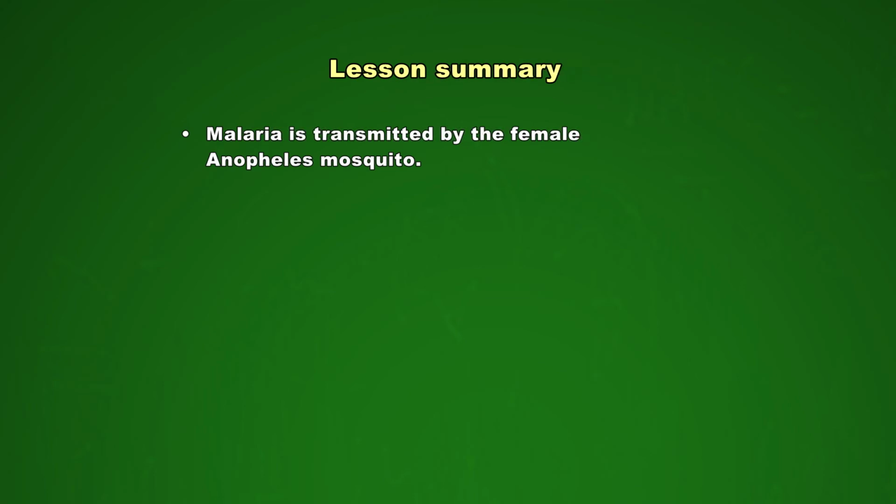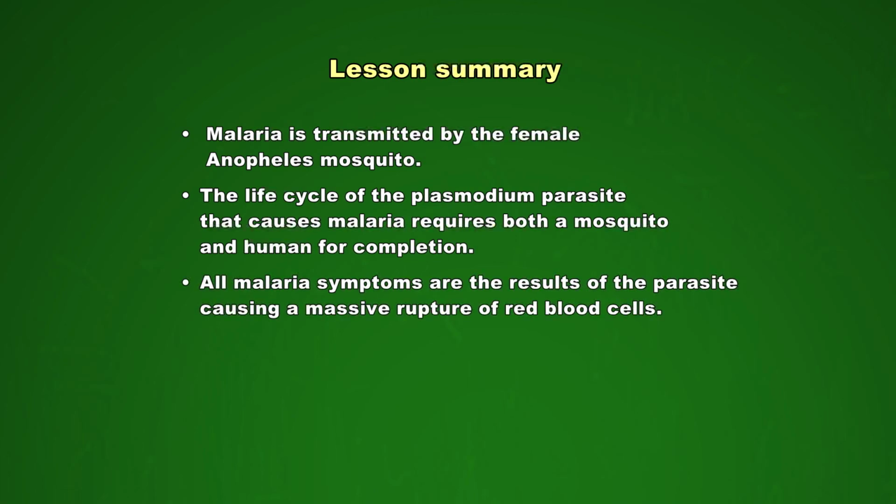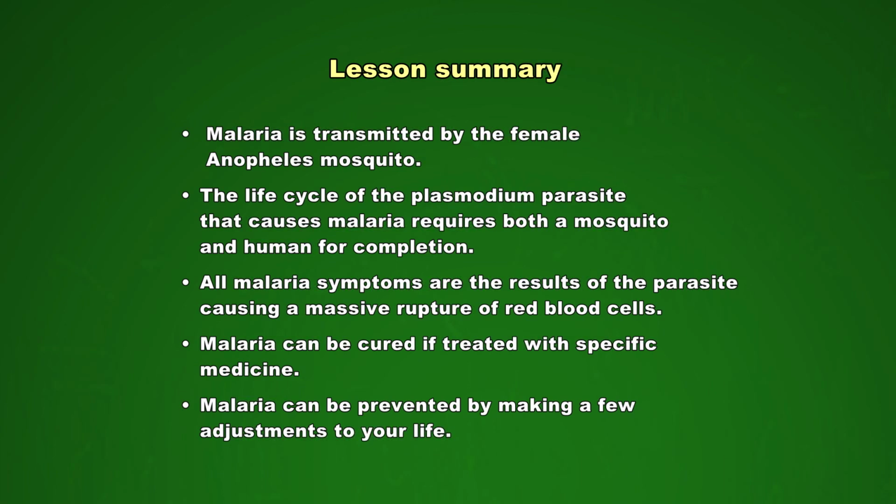Let us summarize what we learned about the life cycle of the malaria parasite, also known as Plasmodium. Malaria is transmitted by the female Anopheles mosquito. The life cycle of the Plasmodium parasite that causes malaria requires both a mosquito and human for completion. All malaria symptoms are the results of the parasite causing a massive rupture of red blood cells. Malaria can be cured if treated with specific medicine. Malaria can be prevented by making a few adjustments to your life.